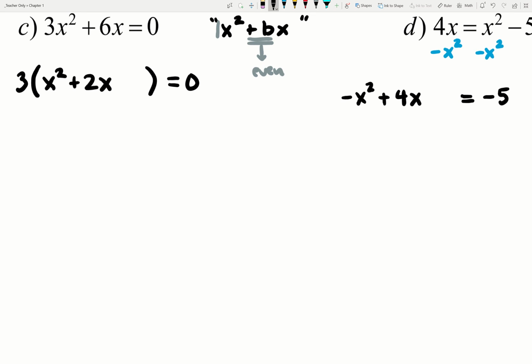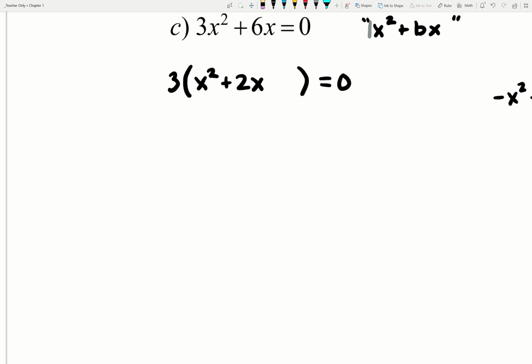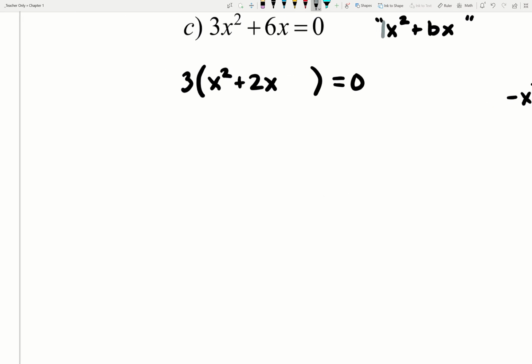And again, you'll notice that I left a little bit of space there because now we're going to do that whole completing the square step of taking the number b and cutting it in half and then squaring the result. So halve and square. So 2 divided by 2, that results in a positive 1. If I square that result, I end up here with plus 1.